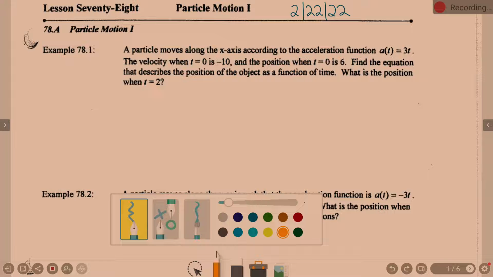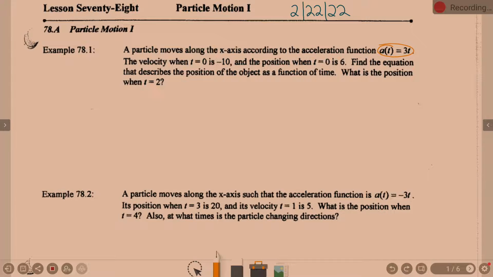Well, I know when it's me reading it on my own, I have to break it down, and I reread it several times before I'm content with what they're giving me. So they give me an acceleration function. The velocity when t equals 0 is negative 10. The position when t equals 0 is 6. And we want to find the equation that describes the position. And then we'll talk about position when time equals 2.